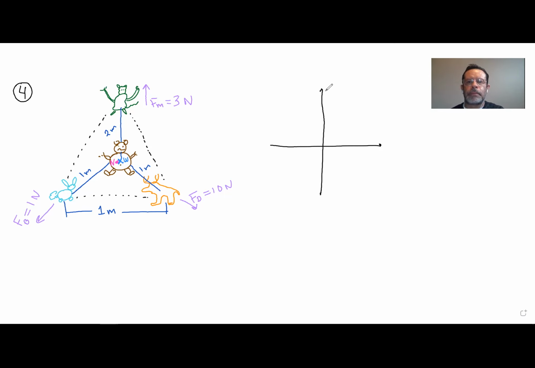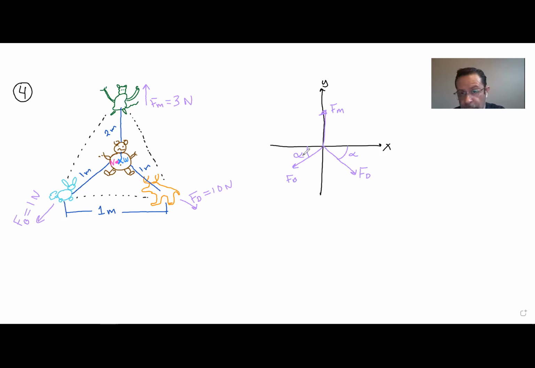This is going to be X and this is going to be Y. So we're going to have a 3 Newton force going directly upwards, which is going to be Fm of the monkey. We're going to have a force that's going to be going downwards here, which is the force of the deer. And by the way, this force is going to have an angle. I'm going to call that angle alpha. And then we're going to have the force of the bunny, which is FB. And that is also going to have an angle.